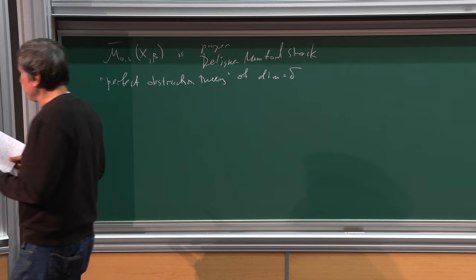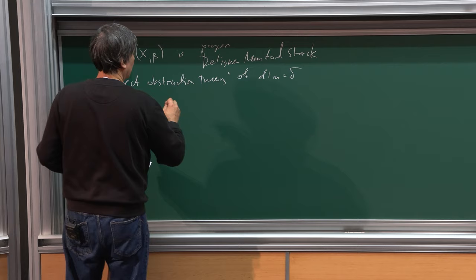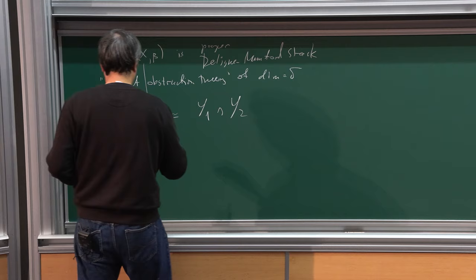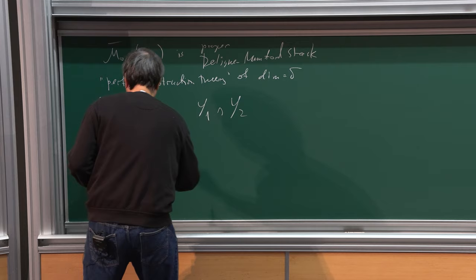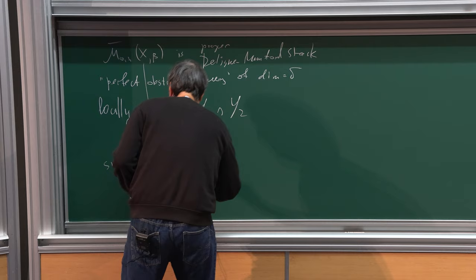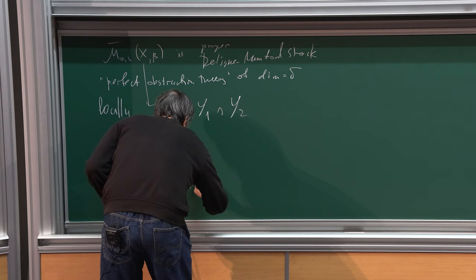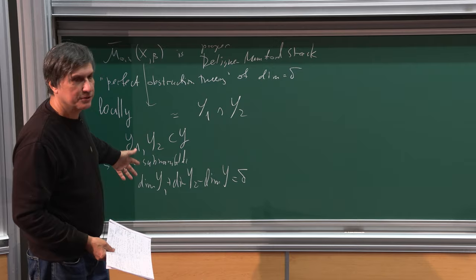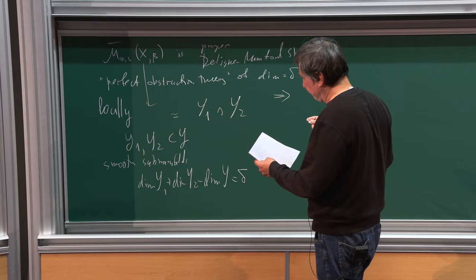Or locally, these things can be represented as follows: an intersection of two manifolds, where Y1 and Y2 are smooth submanifolds in another manifold Y, such that dimension of Y1 plus dimension of Y2 minus dimension of Y is equal to delta. And you can imagine that if you move these submanifolds a little bit, you get a transversal intersection. There are many approaches to this. In this situation, one can define the virtual fundamental class.